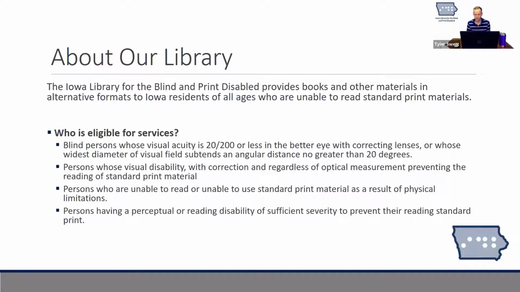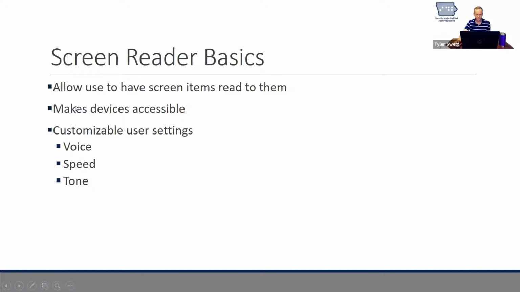Also, those unable to read or unable to use standard print material as a result of physical limitations, or a person having a perceptual or reading disability of sufficient severity to prevent their reading standard print. So basically, if you can't read standard print, you probably qualify, and those are our spelled-out eligibility requirements. I just want to make sure we get that in so you know a little bit more about us. So now, screen readers.